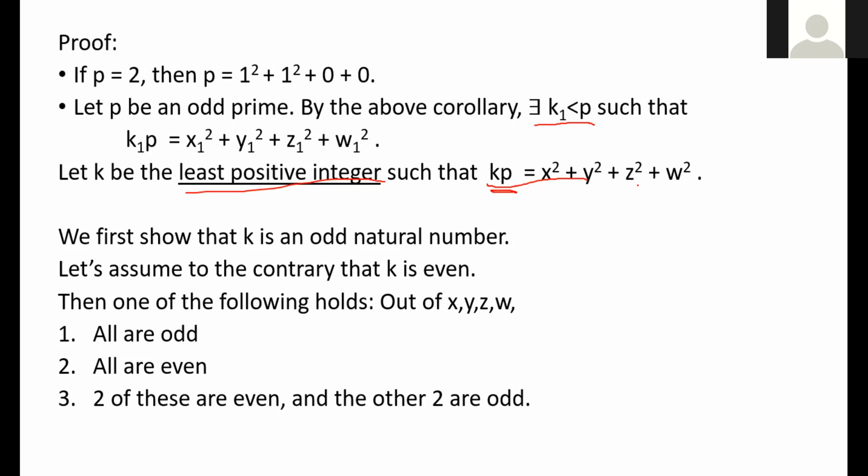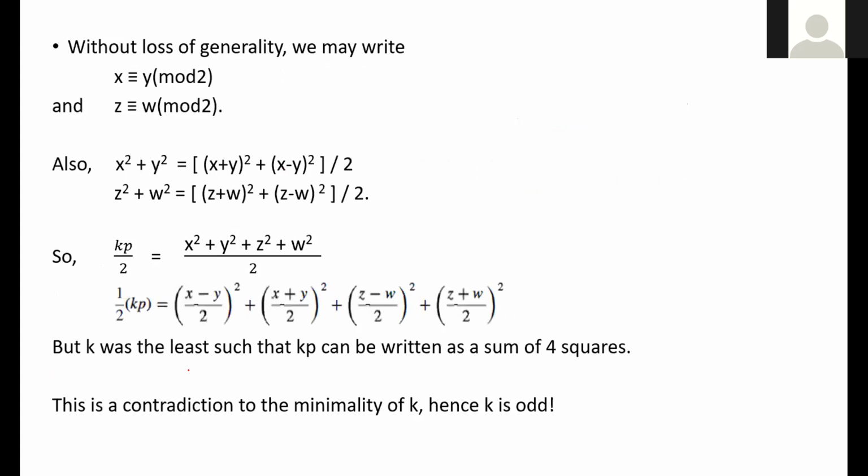So can we write this in a compact way? Now that we know that one of these three cases can only happen, right? So can we write x and y, I mean, these integers, in a compact way? So we can write this as x is congruent to y mod 2 and z is congruent to w mod 2. So this does not violate any of those three cases that we had seen.